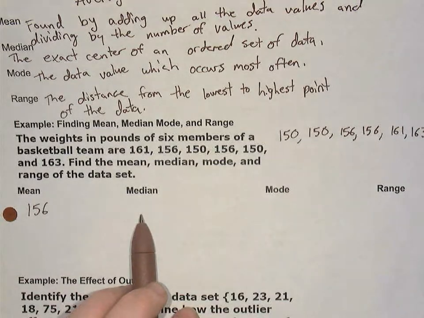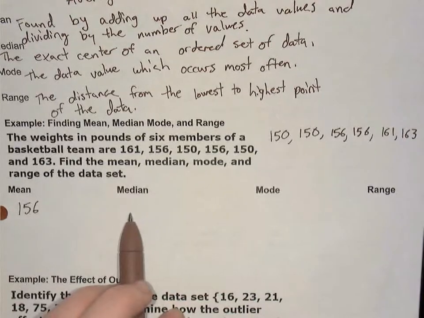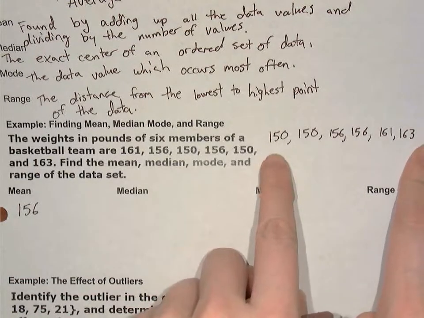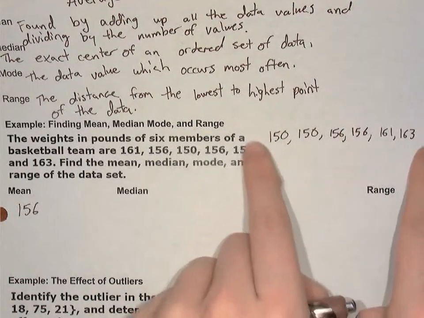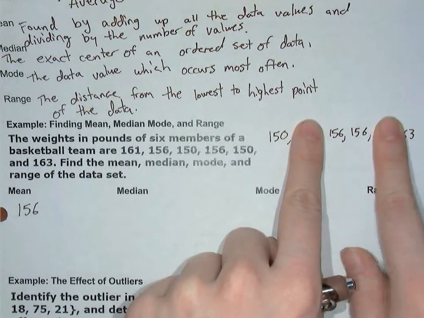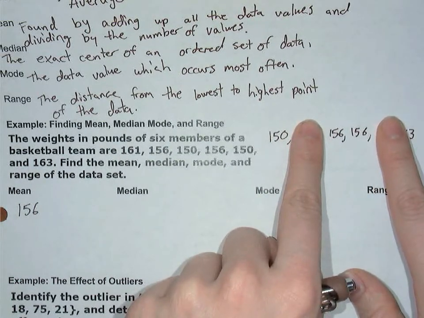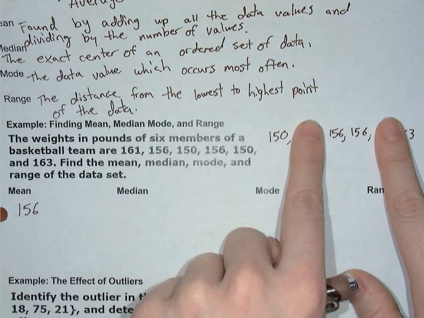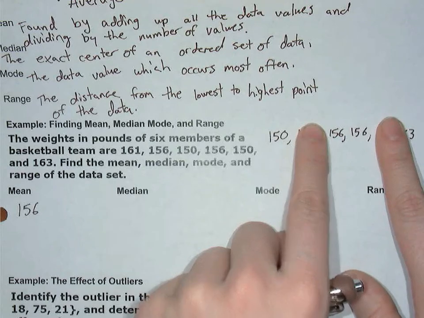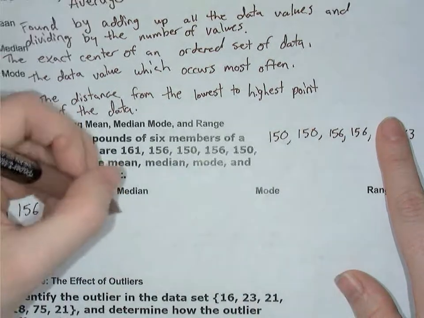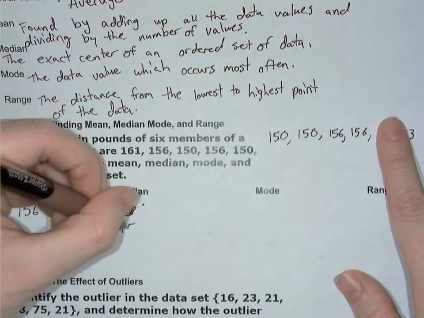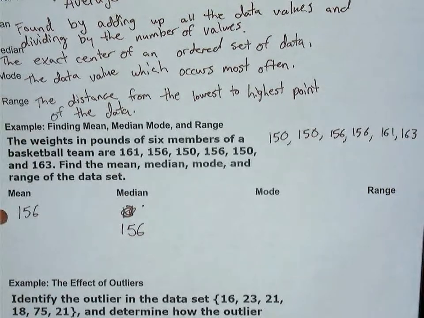The next one's the median. We talked about medians when we did box and whisker plots. So we've got our data set. We're going to start from the outside and we're going to go inward to find the exact middle. So cover up one, cover up the next one, and then we've got 156 and 156. Usually when your median would be in between two data values, you'd have to find the middle number of them. But 156 both times means our median is 156.